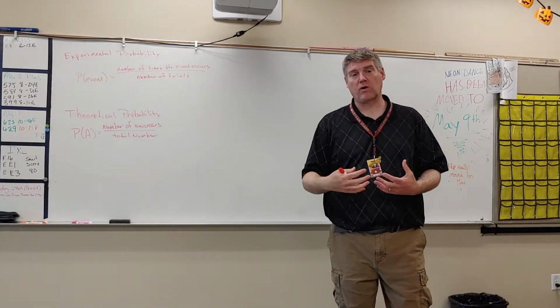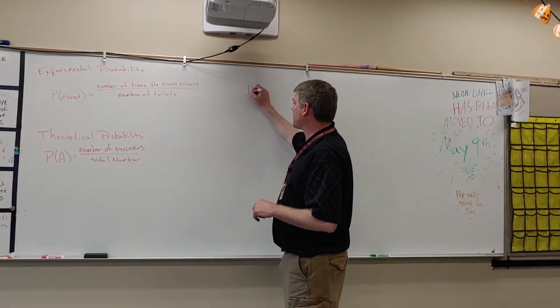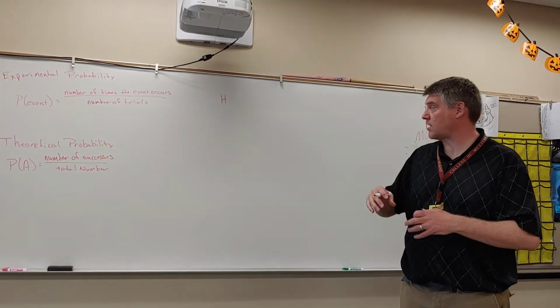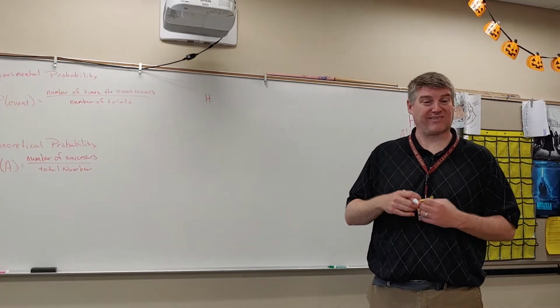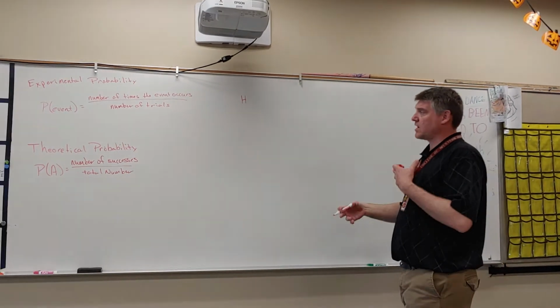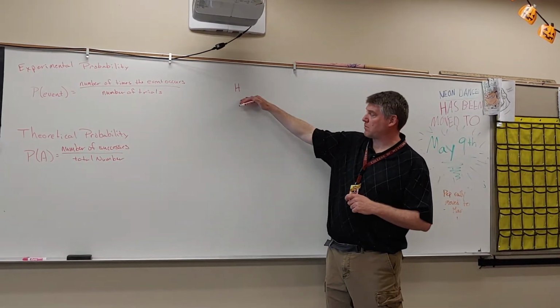So if you flip a coin and we get a head on the first one, now we have an experimental probability of heads as 100%. And so every time you flip it, you would recalculate that probability.